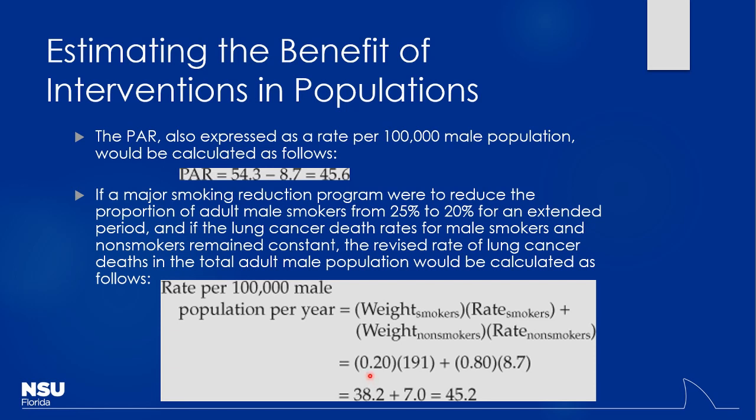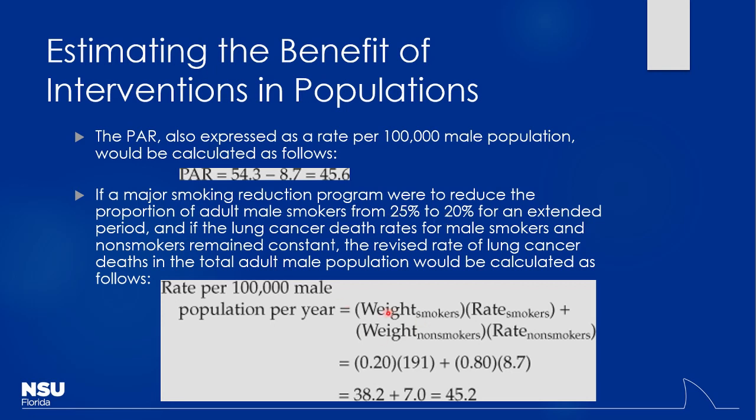So anyway, looking at this, by getting that population attributable risk, that number we got in the last slide, 54.3 minus 8.7, you'd say, okay, 45.6 of those deaths per 100,000 per year was attributable to smoking, right? But let's say we have some sort of intervention, a program that reduces smoking from, say, 25% to 20%.